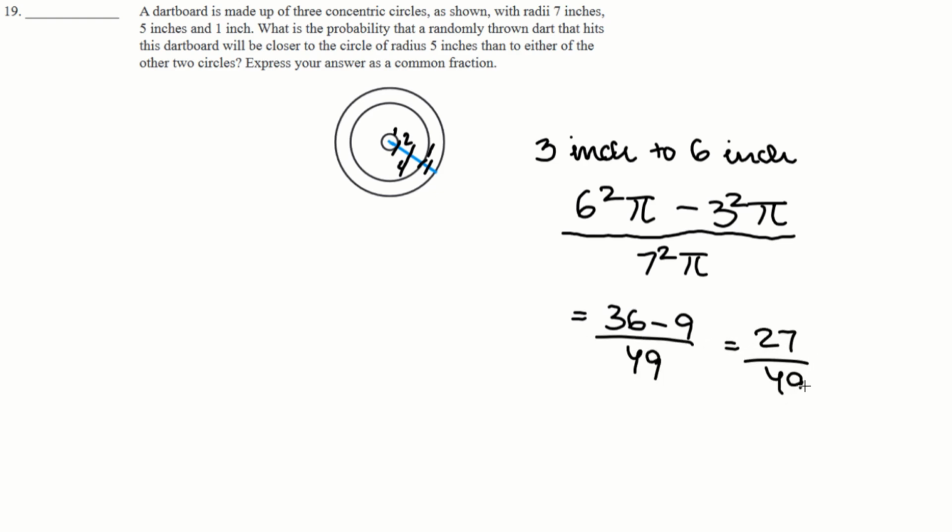So the probability that a randomly thrown dart that hits this dartboard will be closer to the circle of radius 5 inches than to either of the other 2 circles is 27 out of 49.